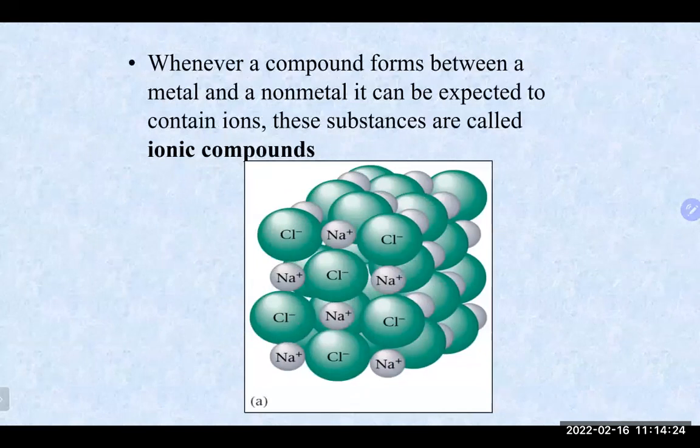Whenever a compound forms between a metal and a nonmetal, it is expected to contain ions. These substances are ionic compounds. This is basically how something like sodium chloride in the solid form is. We have these sodium ions and the chloride ions. Why are the chloride ions larger than the sodium ions? Any ideas?